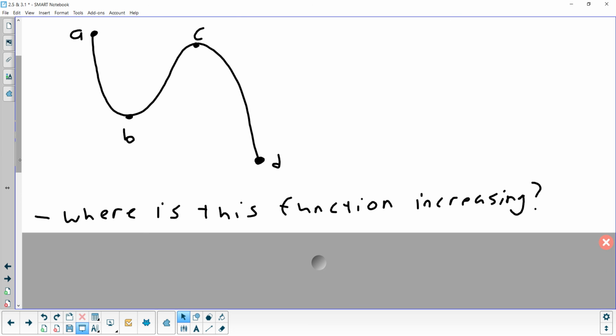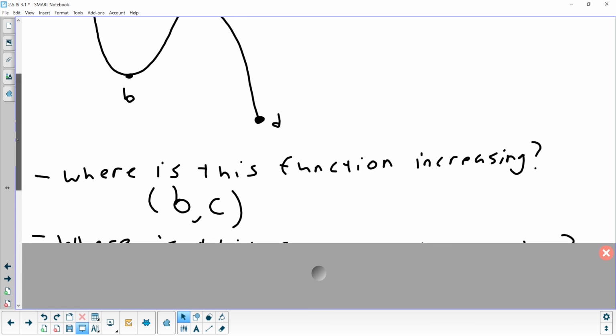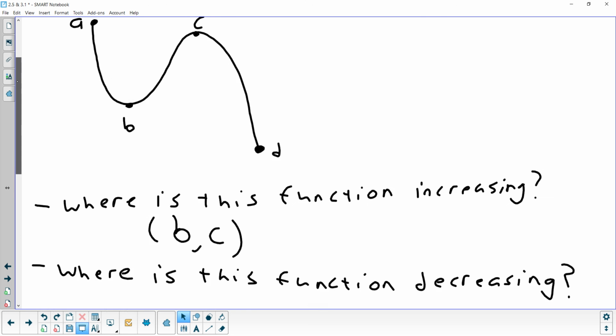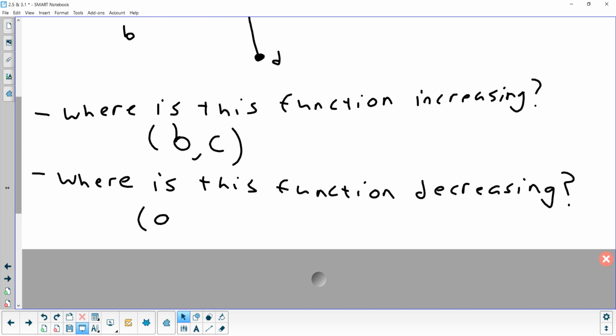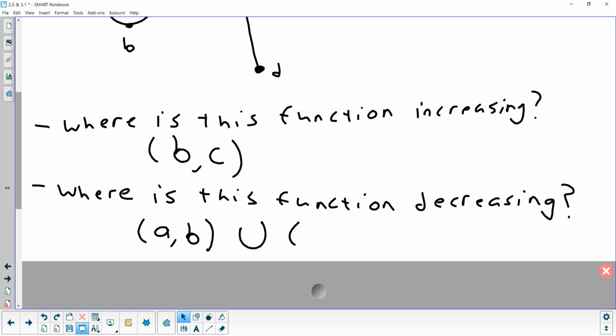Yeah, from B to C. We'll do it as an open interval, because when you're exactly at B, it's flat. It's not increasing or decreasing. So I think, yep, I agree with that. Increasing from B to C. Where is it decreasing? Jeff? A to B. Yep. C to D. I would agree. A to B. Or what's the other one you said? C to D. C to D.